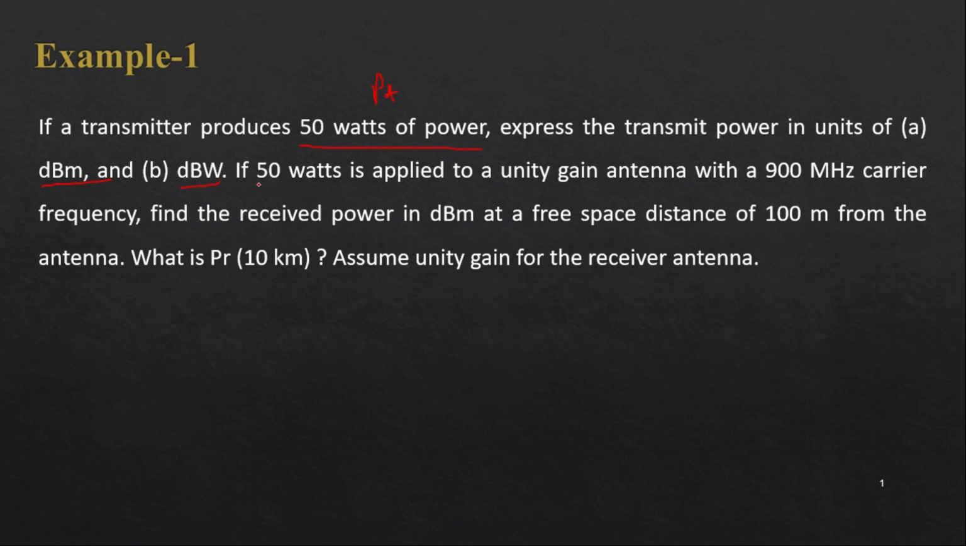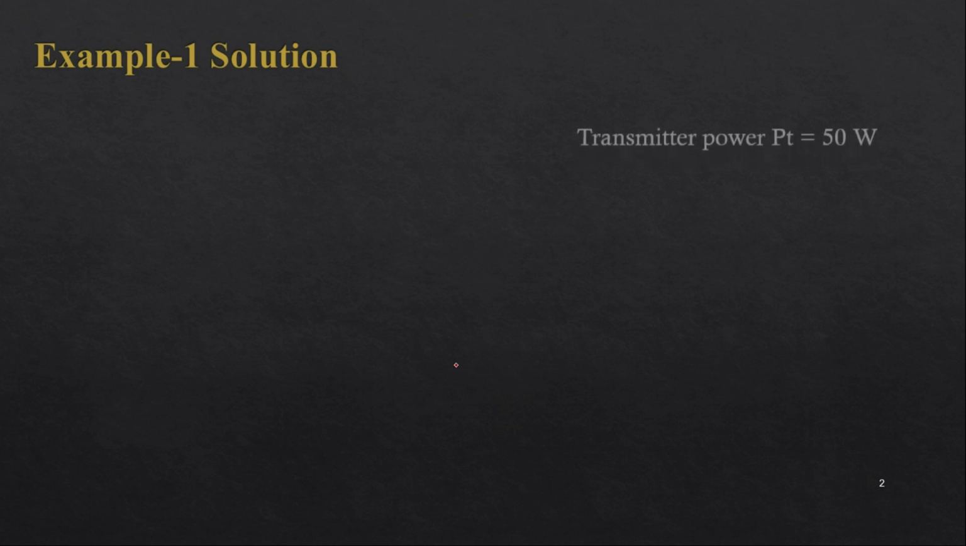Furthermore, if 50 watt is applied to a unity gain antenna, that means GT, the gain of the antenna, is given as unity, with a 900 megahertz carrier frequency. The frequency is given, so we can calculate the wavelength. Find the receive power in dBm at a free space distance of 100 meter. So the distance is given, the free space distance is given. So now let us see the solution.